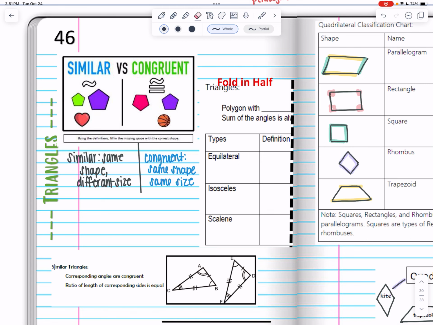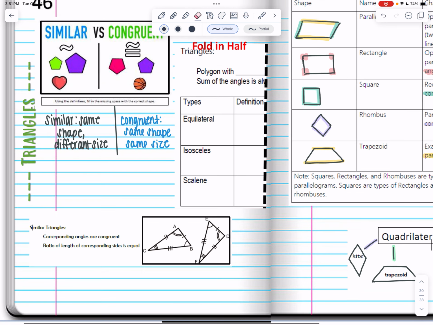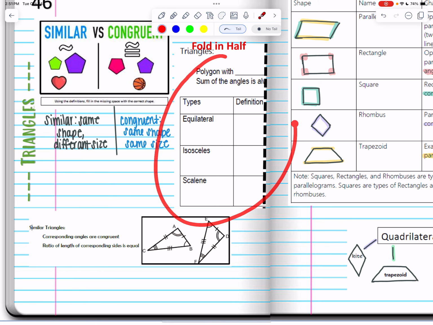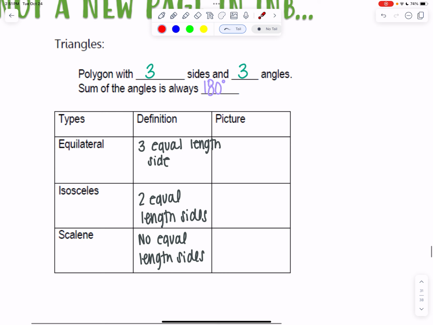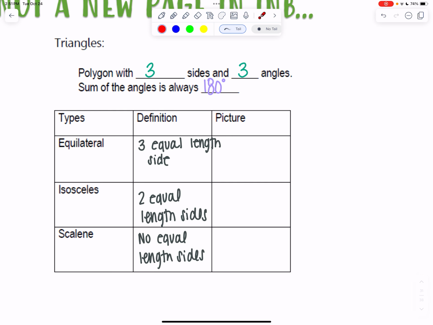All right, so now on page 46 in our notebook, we are going to zoom in on a very specific type of polygon called the triangle. So a triangle is, let's open up this chart right here and let's start here. So a triangle is a polygon with 3 sides and 3 angles. The sum of the angles are always 180.